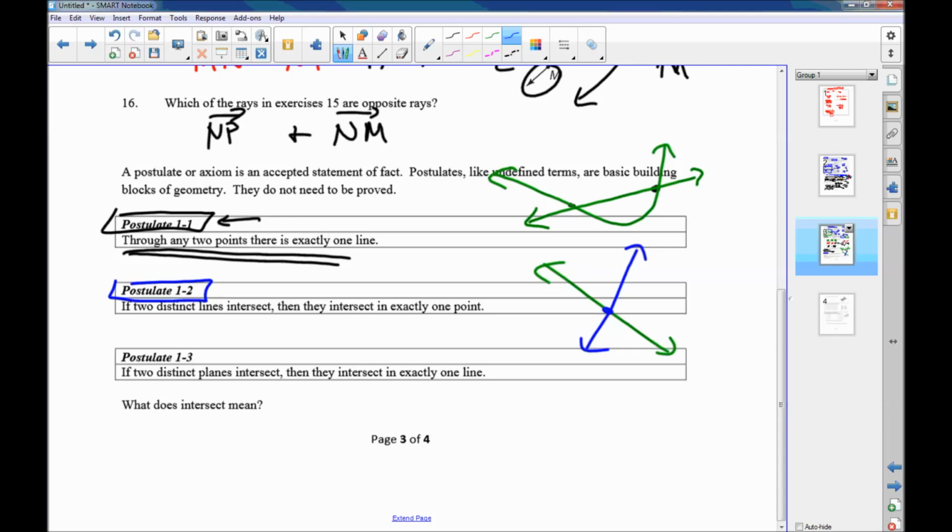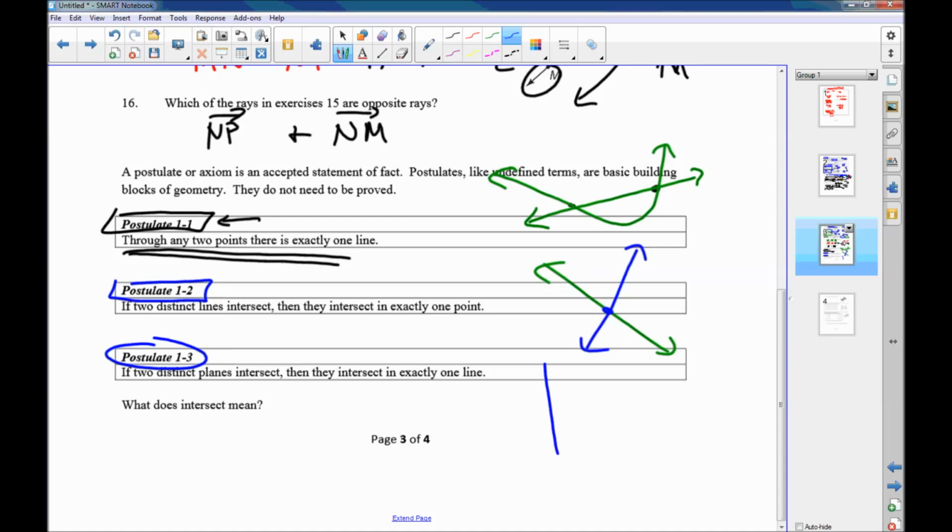Okay. Now, notice it says if they intersect. So 2 lines actually don't have to intersect, but we have to think a little more three-dimensional here, and we'll learn about what kind of lines those are later on. Okay. So postulate 1-3. Remember, we're not memorizing them by the postulate names. If 2 distinct planes intersect, they form exactly one line.